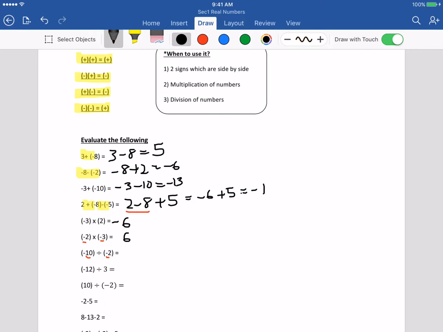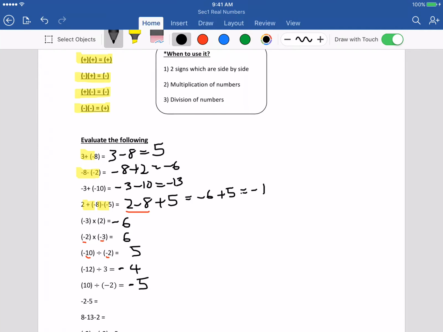What's 10 divided by 2? 10 divided by 2 is actually 5. What's negative divided by negative? Positive. Next one, 12 divided by 3 is actually 4. Negative times positive is actually equal to -4. Next one, take 10 divided by 2, which is actually 5. Positive divided by negative is actually negative.